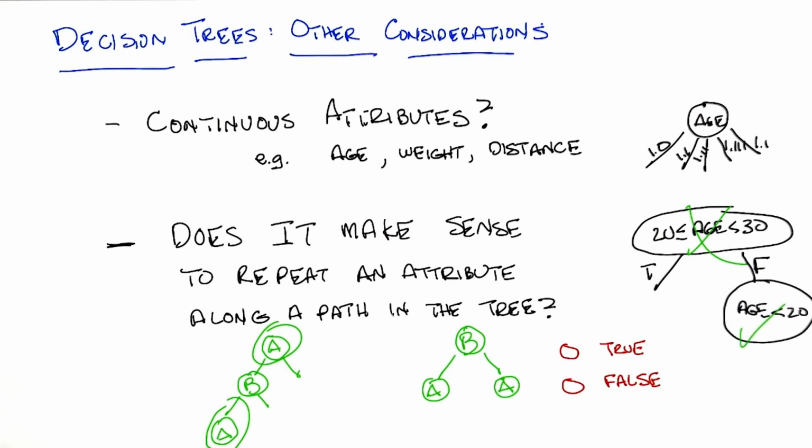So that's exactly right, Michael. So the answer is no, it does not make sense to repeat an attribute along a path of the tree for discrete valued attributes. However, for continuous valued attributes, it does make sense because what you're actually doing is asking a different question. So one way to think about this is that the question, is age in the 20s or not, is actually a discrete valued attribute that you've just created for the purposes of the decision tree. So asking that question again doesn't make sense, but asking a different question about age does in fact make sense.